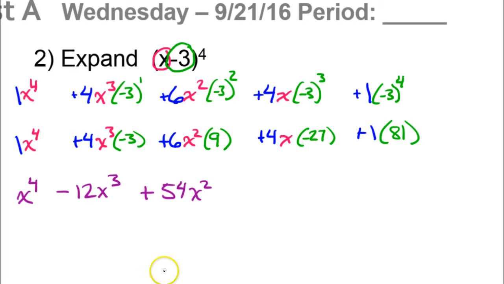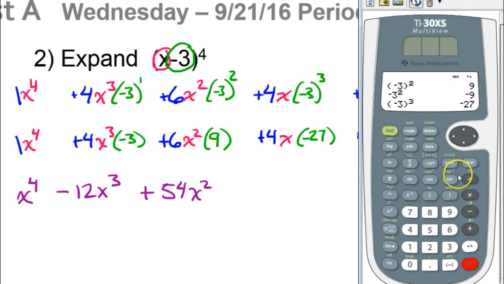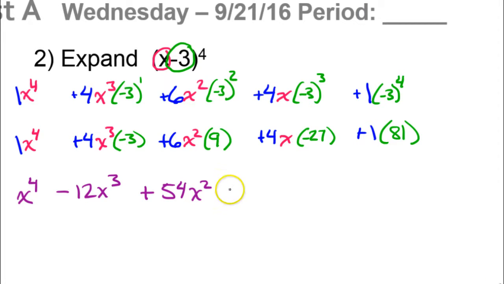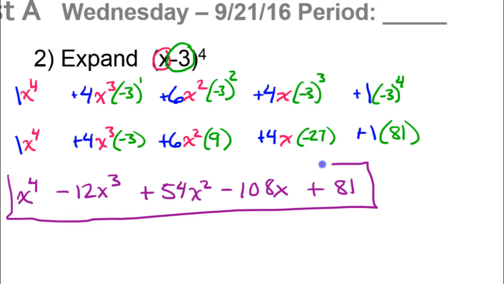4 times negative 27, I'm not really sure off the top of my head, so 4 times negative 27. That's negative 108x. And 1 times 81 is just 81. So this would be your answer to number 2.